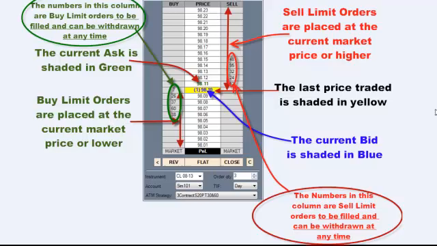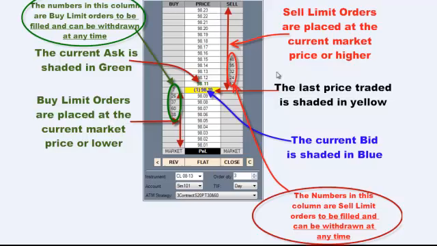I want to look at the DOM now and explain a little bit about it before we move on to the order flow. The numbers in this column I've circled in green are limit orders to buy at that price or lower. Buy limit orders are placed at the current price, market price, or lower. The current ask is shaded in green on the DOM that I have set up, the bid will be in blue, and the current price will be in yellow. That's just the standard NinjaTrader way of doing it.